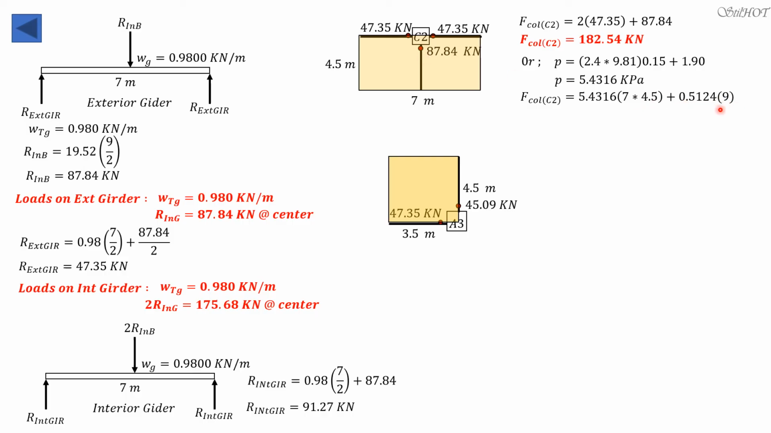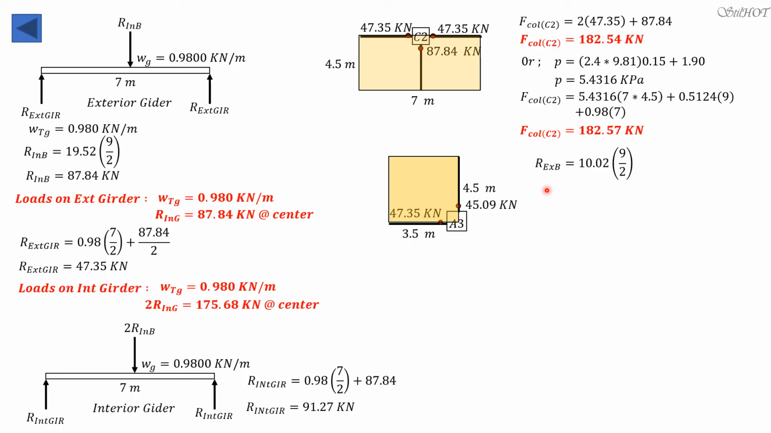So 0.5124, the uniform weight of the beam, times 9 meters, plus 0.98 times 7, which is the uniform weight of the girder, whose total length is 7. This weight of the girder will also be transmitted to column C2. So it will give us more or less the same answer. The small discrepancy is because of rounding off values, especially for pressure, for the uniform weight of the beam, and so on.